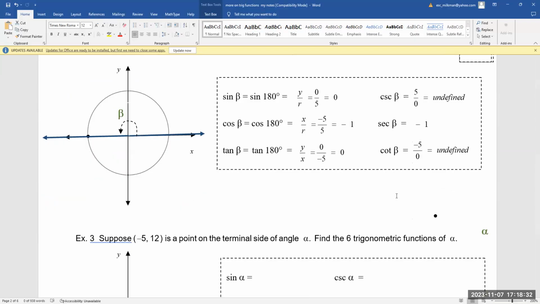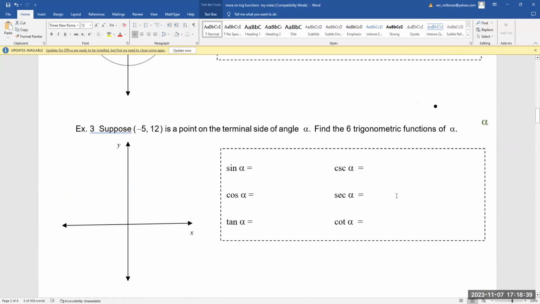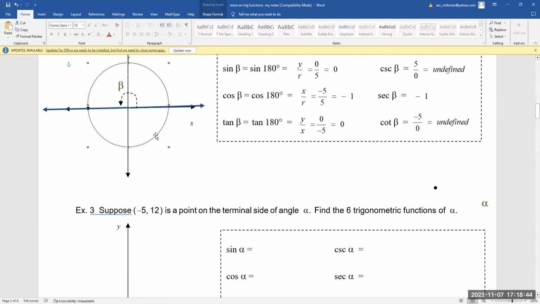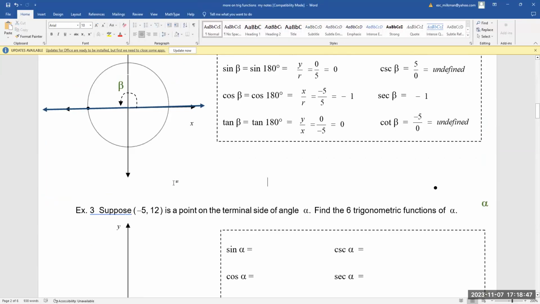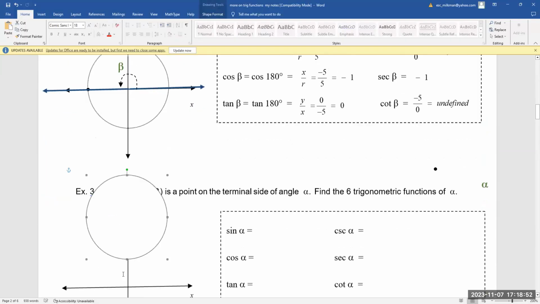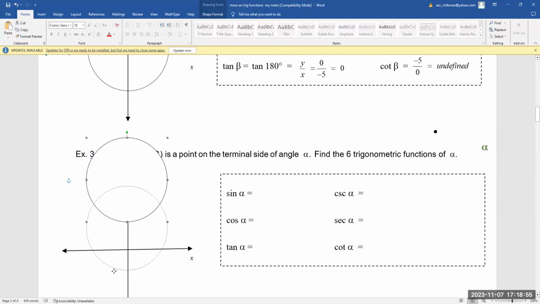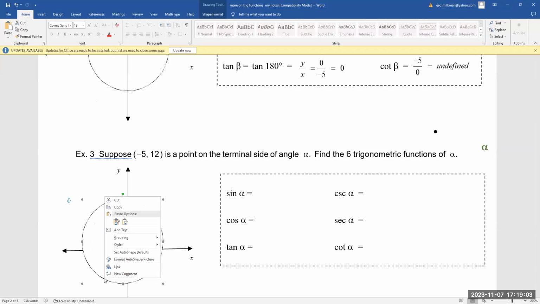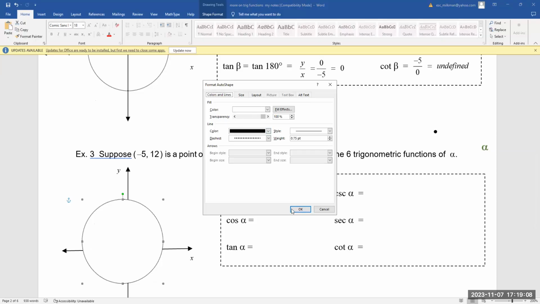Example 3. Suppose that -5, 12 is a point on the terminal side of angle alpha. Find the 6 trig functions of alpha. So I don't have a circle drawn here. I wonder if I could drag this circle down. Let me copy this circle. I'll try it. If I copy this circle, though, I think my x and y axis disappear on me. Format that. Okay.